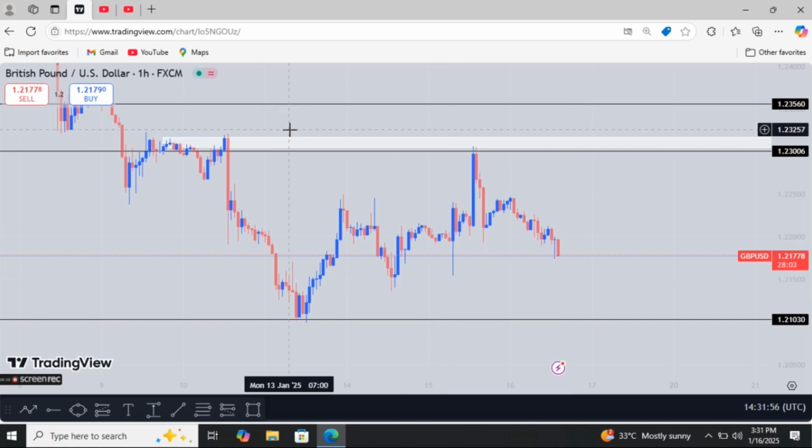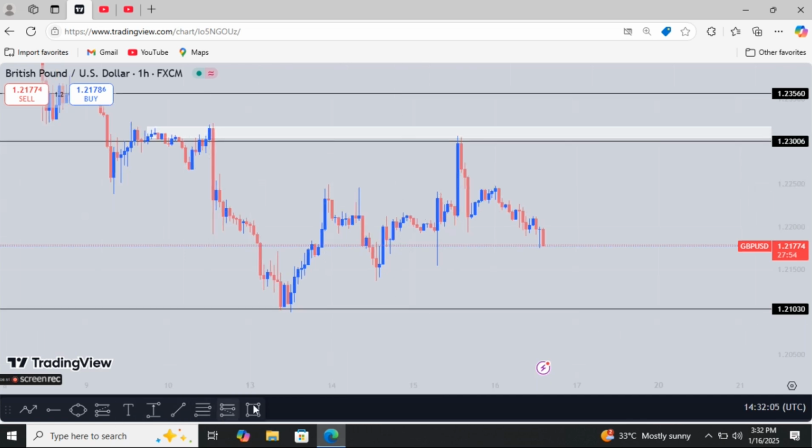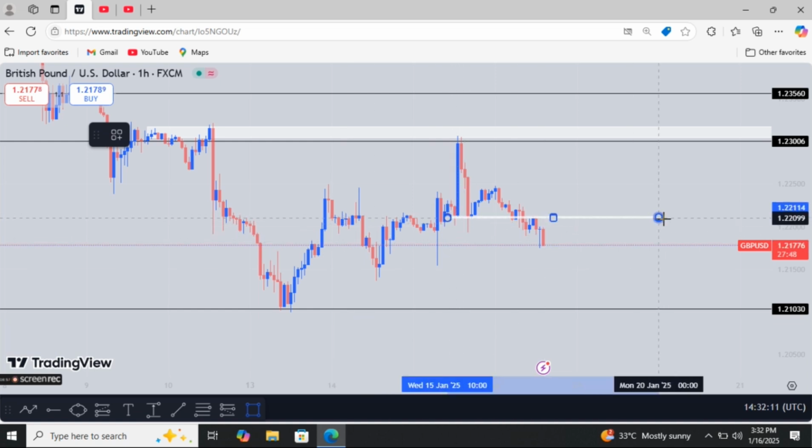which means all the time frames are moving equally. They are all moving downward. So what are we looking for? We are looking for selling opportunities. So on the 1 hour time frame, I look out for my last lower low, then I mark it out.